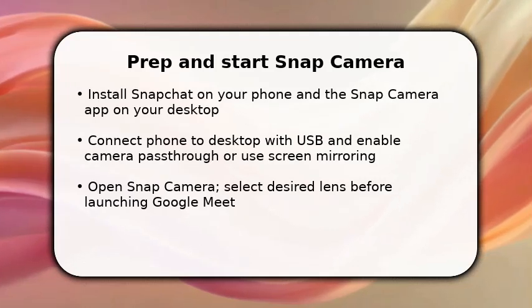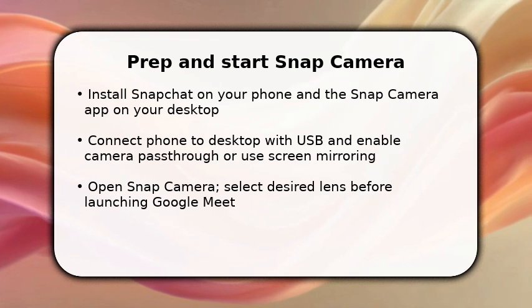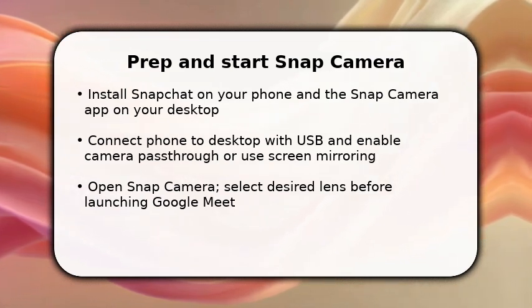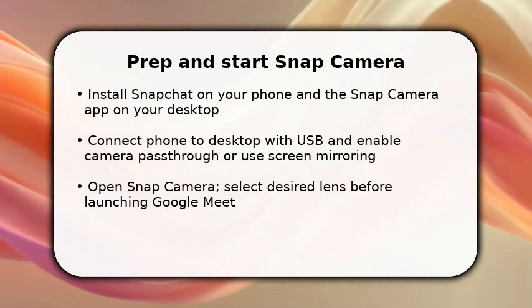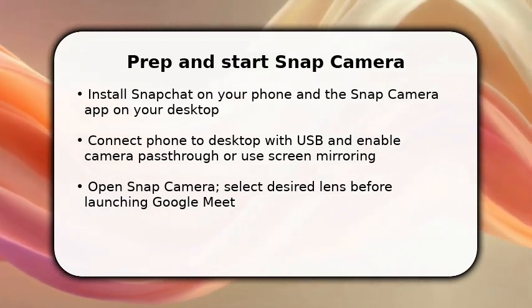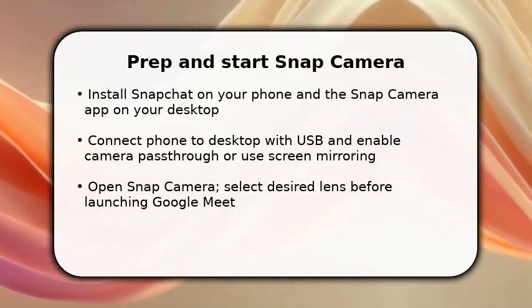You start by preparing both devices, phone with Snapchat and your desktop with Snap Camera. Connect your phone to the computer via USB or set up a reliable screen mirror app, then allow camera access. Once done, open Snap Camera on the desktop and choose the lens you want. Make sure the preview shows your filtered face.